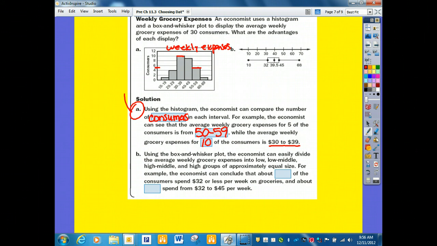Using the box and whisker plot, the economist can easily divide the average weekly grocery expenses into low, middle, and high groups of approximately equal size. Equal sizes of approximately what? What percents do we go by in the box and whiskers? Yes, 25%. So knowing that, for example, the economist can conclude that about what percent of the consumers spend $32 or less a week on groceries? $32 or less. What percentage is that? 25. That's 25%.